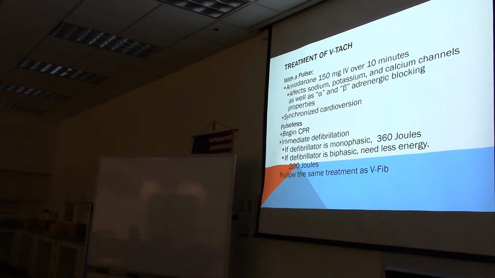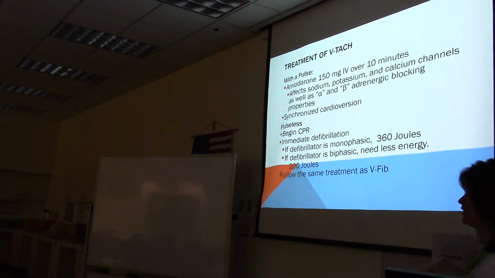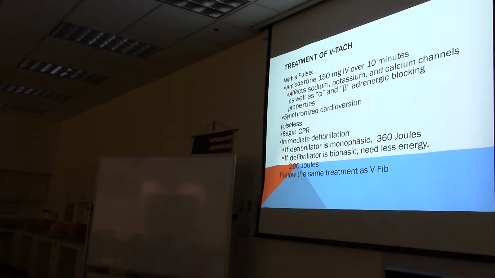All right, so the amiodarone is given and still the patient is in VTAC. They still have a pulse. They're still neurologically with it. The next thing you would do is synchronized cardioversion. So the leads are put on the chest, and of course we have to synchronize and deliver the shock during the QRS so we don't go into VFib.